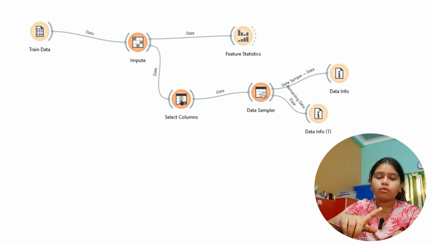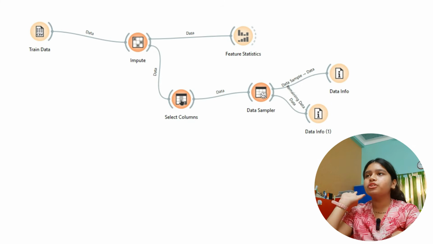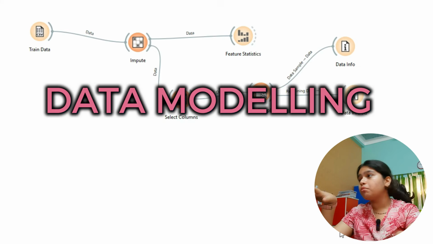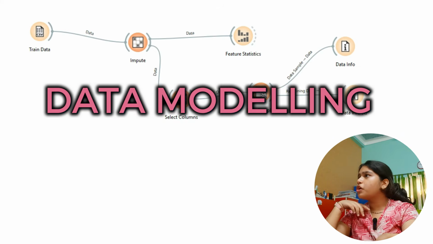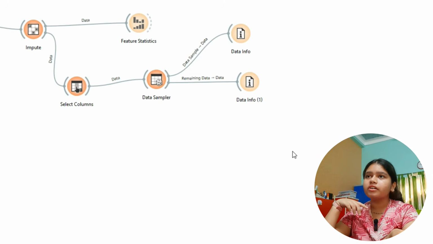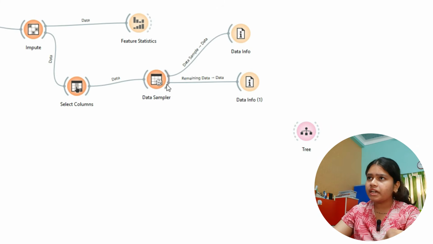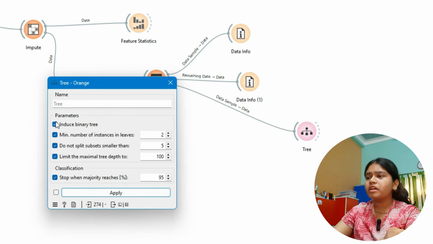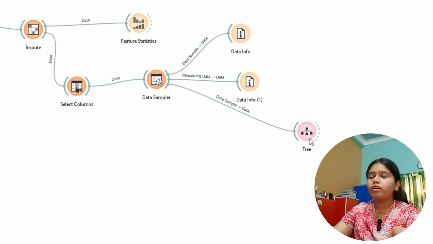Now after we have completed our data exploration step, what is left? Now we have to create our model, data modeling. So what model can we use? You click on model, and here you will get a tree model. Drag the tree model here and connect it with data sampler, and here you get your tree. Make sure all of this is checked. Apply, and now you have created your model.